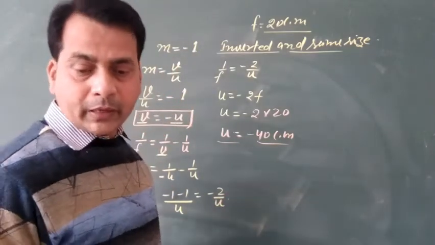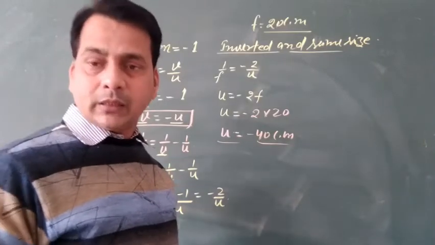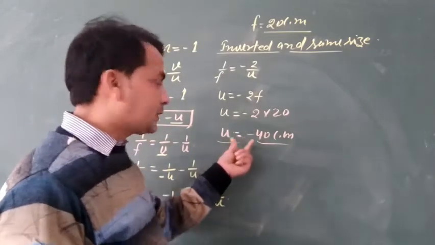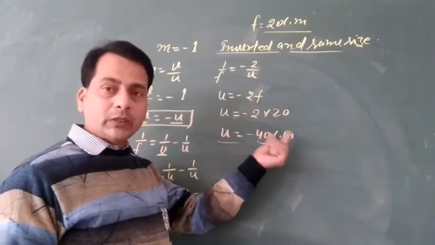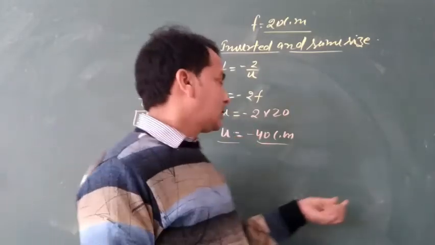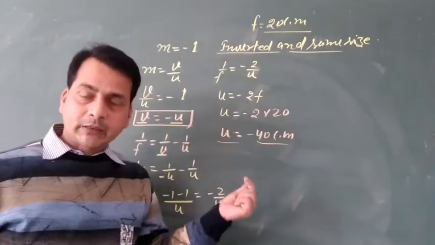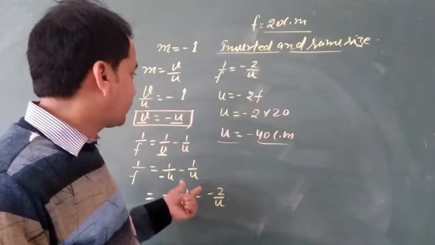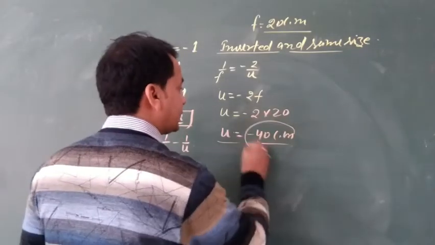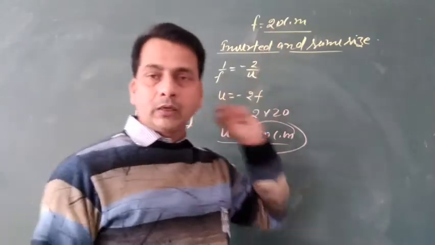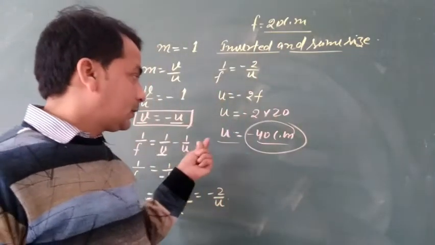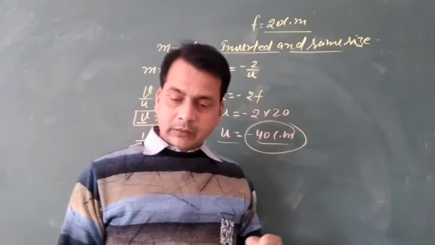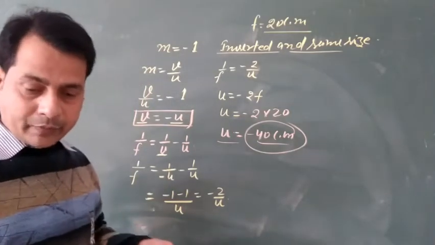According to this question, at what distance from this lens should an object be placed? The object distance is minus 40 centimeters, which means the object is placed 40 centimeters from the lens. So the right answer is minus 40 centimeters, the focal length of this lens is 20 centimeters, and the nature of this lens is a convex lens. Now let us start the next question of this question paper.